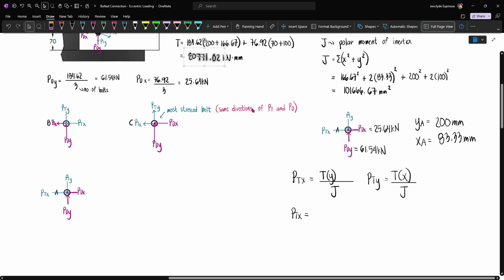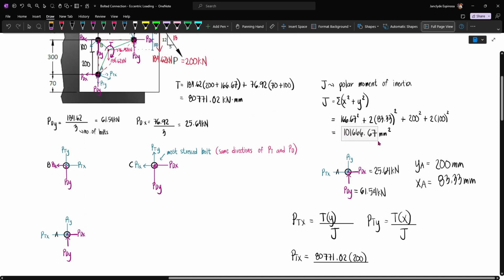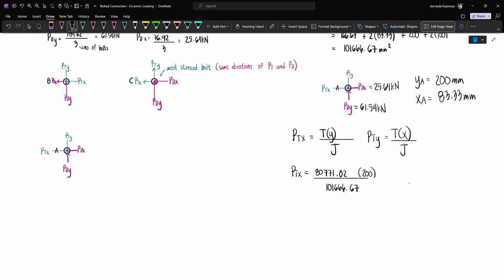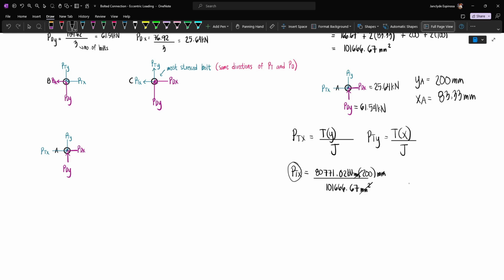And so solving PTX for the bolt at A, we have our T equal to 80771.02. So let's copy this one. And then our YA is 200 mm divided by J, which is 101,666.67. The unit of this is kN while this is 200 and this is mm squared. And so mm squared will cancel, as well as these. So we are left with kN. And so our resulting unit for PTX is going to be kN.